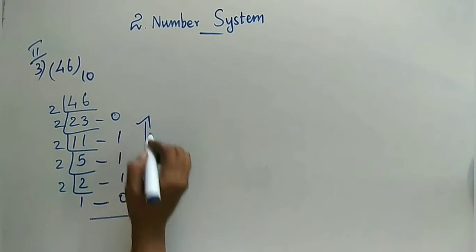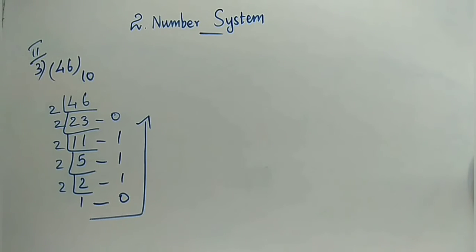In this order only you have to write it. What is it? Here you have to take the answer and write it. 46 to the base 10 is equal to 1 0 1 1 1 0 to the base 2. So be clear with this one. It is your part 2, third problem.